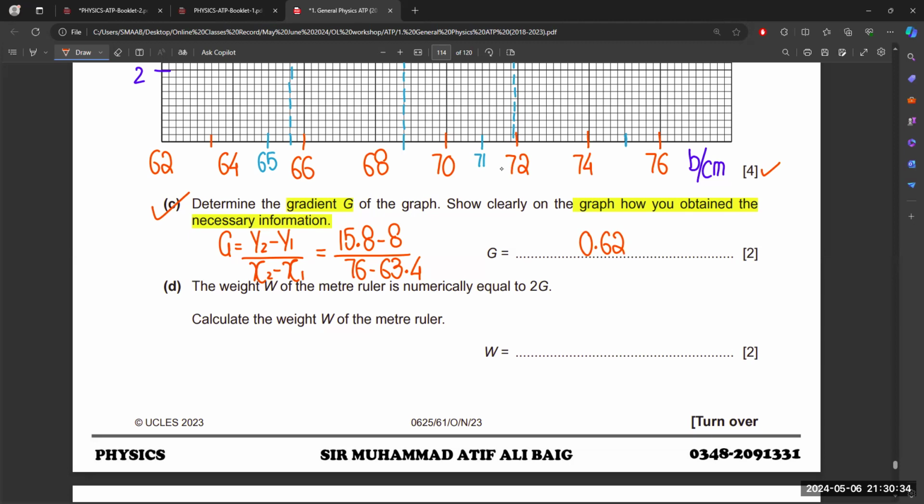Right? So this is the gradient. In part D, the weight of the meter ruler is numerically equal to 2g. So it is equal to 2 times the gradient. So what will be the value of W? 2 times G will be equal to 1.23.